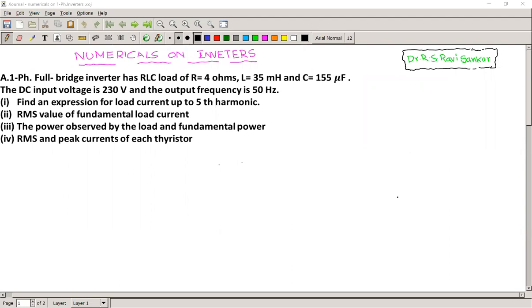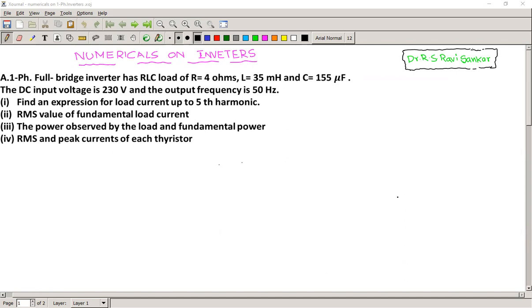Welcome to today's class. In this class, we are going to discuss numericals and simplification. Already we know that an inverter is a power transistor circuit which converts the fixed DC voltage into the AC voltage. Now let's come to the numerical.